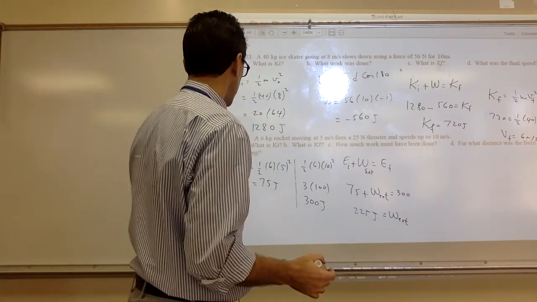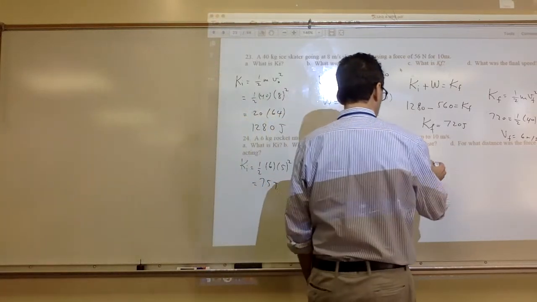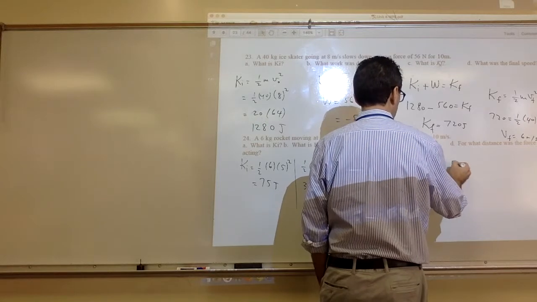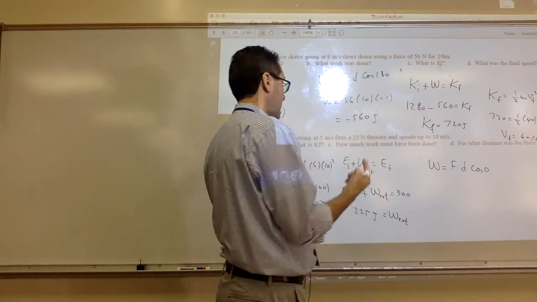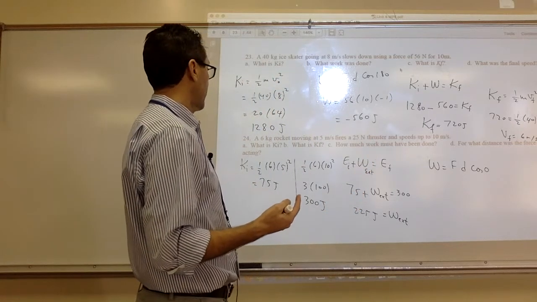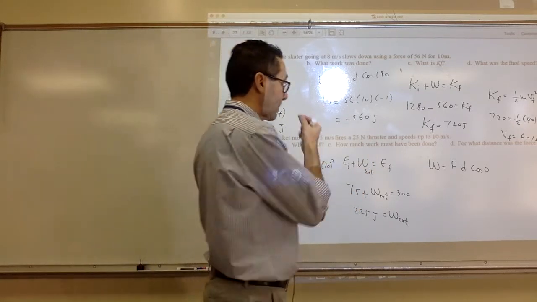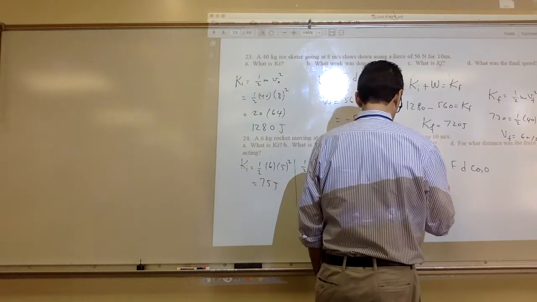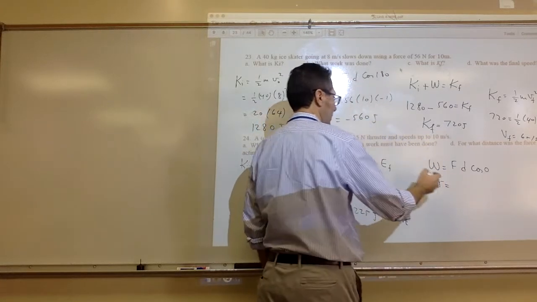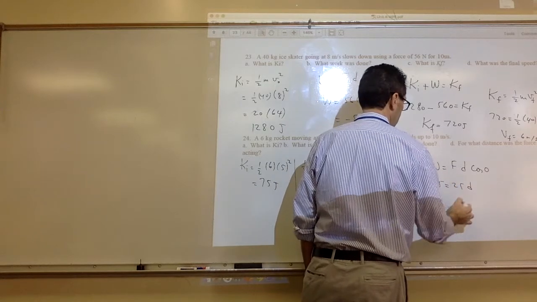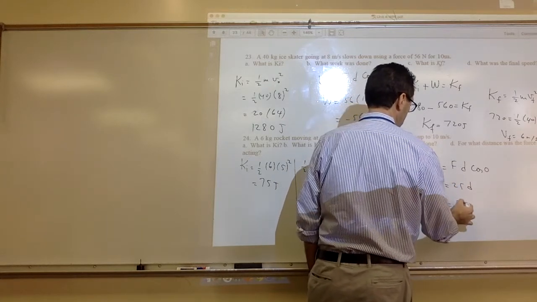For what distance was the force acting? Well, we're going to do work equals F D cosine of 0 in this case, because the force and the direction of travel have an angle of 0 degrees between them. So this is 225 equals the force of 25 times D. So if we do the division here, we should get 9 meters.